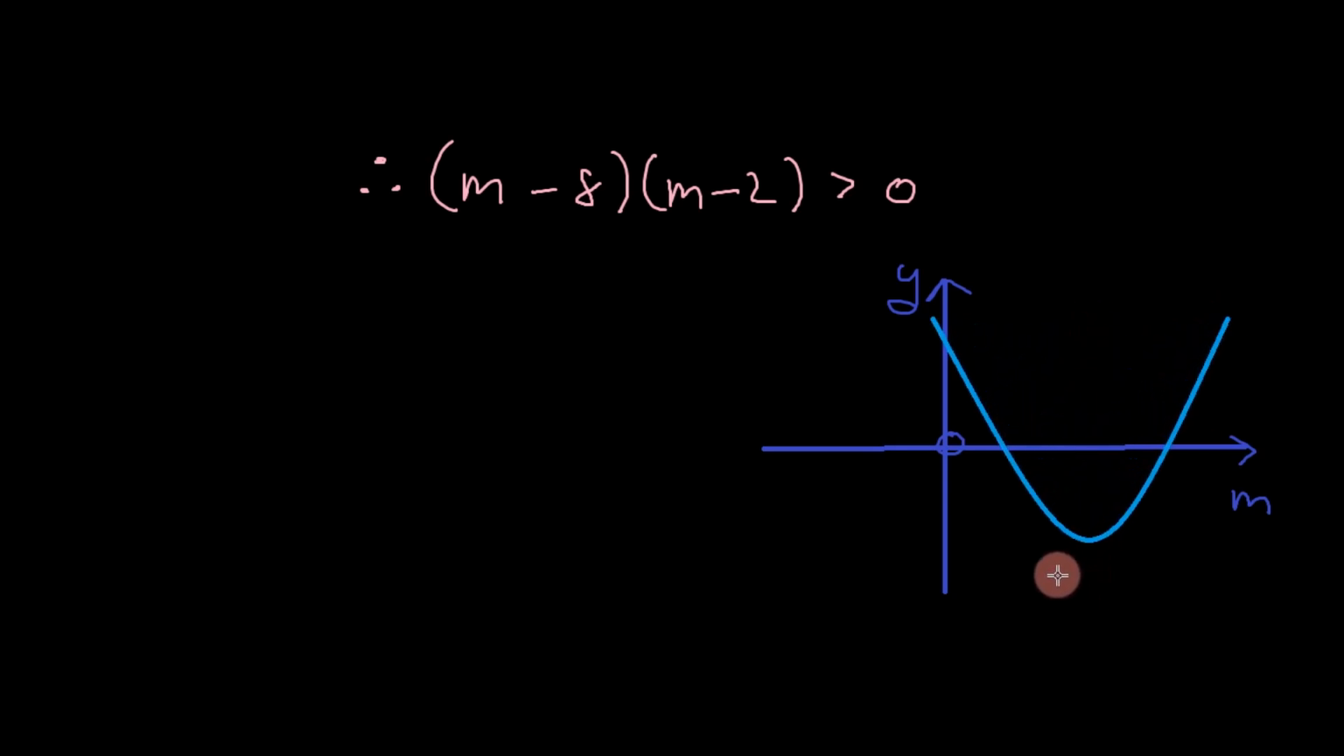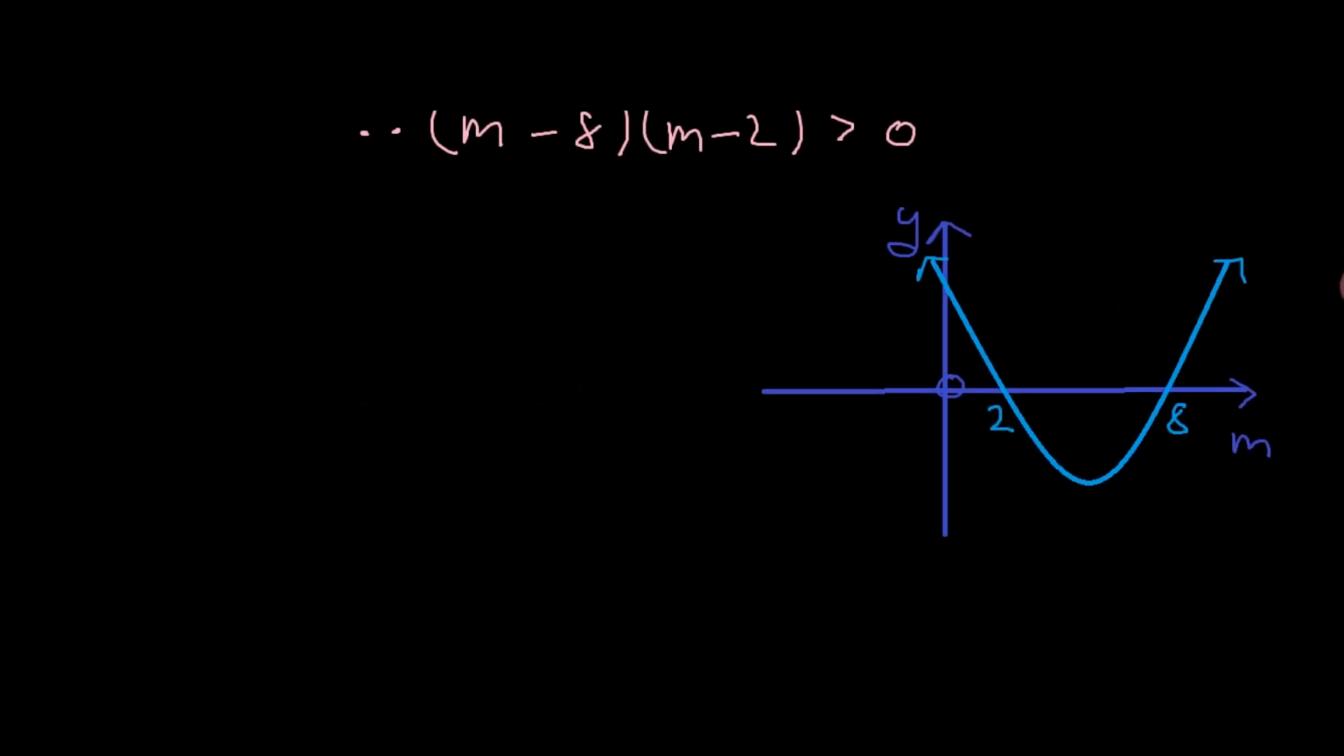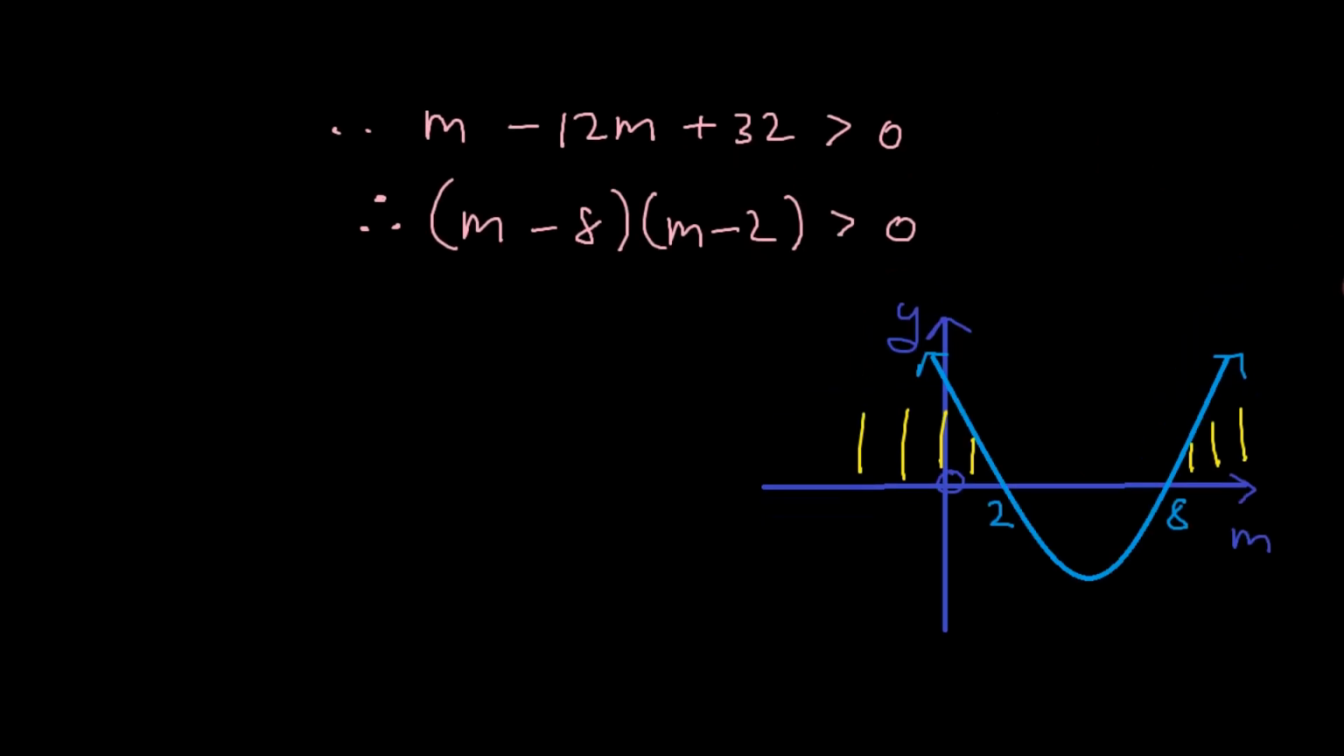So this is not to scale. So 2 and 8. We want this quadratic to be positive, greater than 0. So we need the parabola to be above the x-axis, or in this case the m-axis. And we can see that to the right of 8, the parabola rises above the m-axis, and also to the left of 2. So then our final answer is going to be m is less than 2, or m is greater than 8.